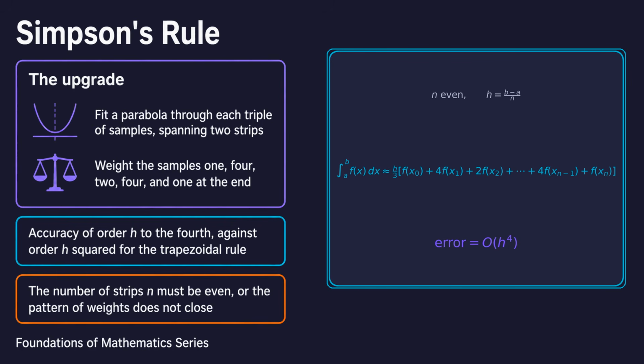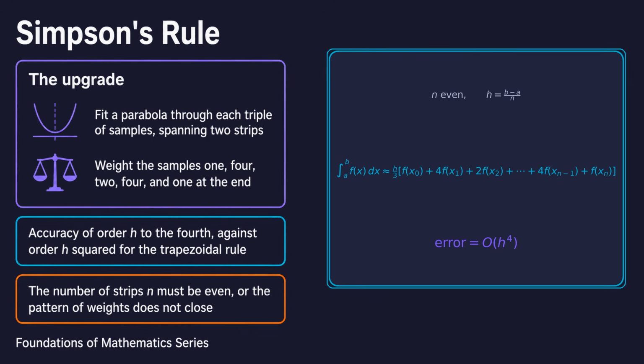Working out the algebra gives a memorable weight pattern. h over 3 times the first sample, plus 4 times the second, plus 2 times the third, alternating 4 and 2 through the interior, and finishing with the last sample at weight 1. Because each parabola spans 2 strips, and adjacent triples share an endpoint rather than a midpoint, the number of strips n must be even, and a good implementation raises an error rather than silently producing nonsense when it is not.